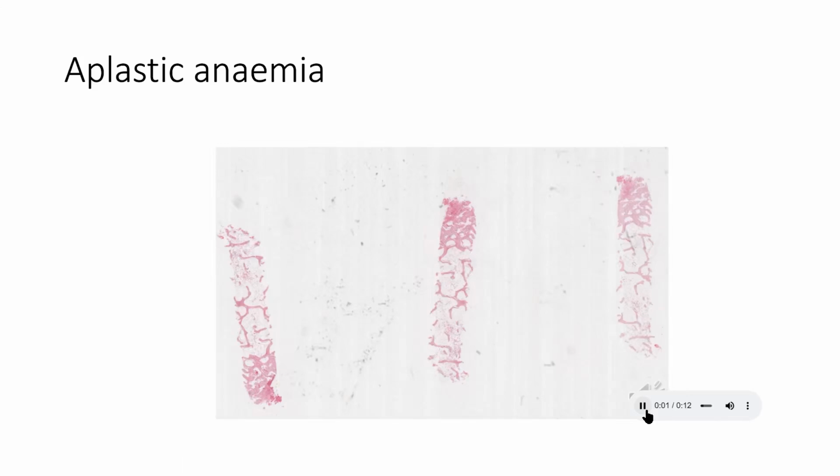This is how a bone marrow tissue looks like on slide. These are tissue strips taken from the bone marrow. These strips are stained with H&E stain.